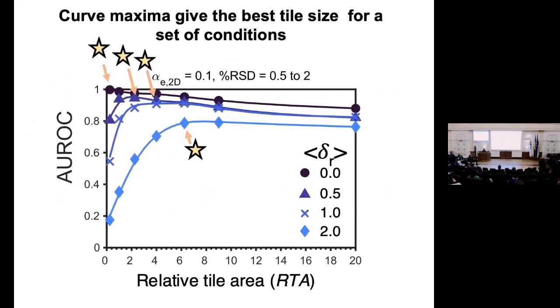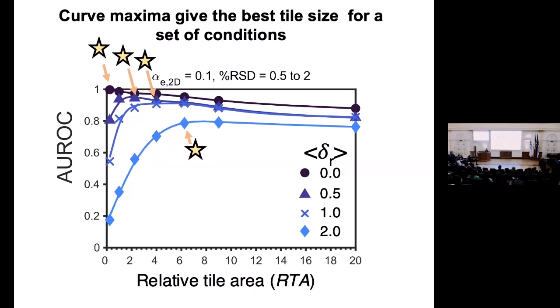So this is A. This is low alpha, so a simple separation where you don't have that many coelutions. Low RSD, so basically just injection variance, okay? And then we have all our levels of shifting as different traces on here. And the y-axis is the area under the ROC curve. So again, 1 means perfect discovery, 0 is bad. And then on the x-axis, we're increasing our tile size, okay?